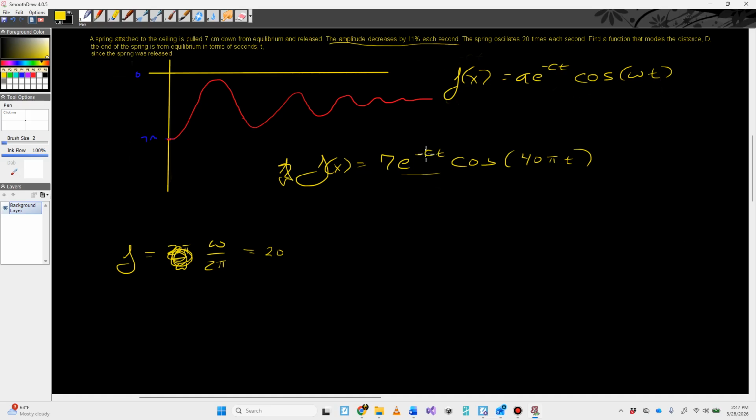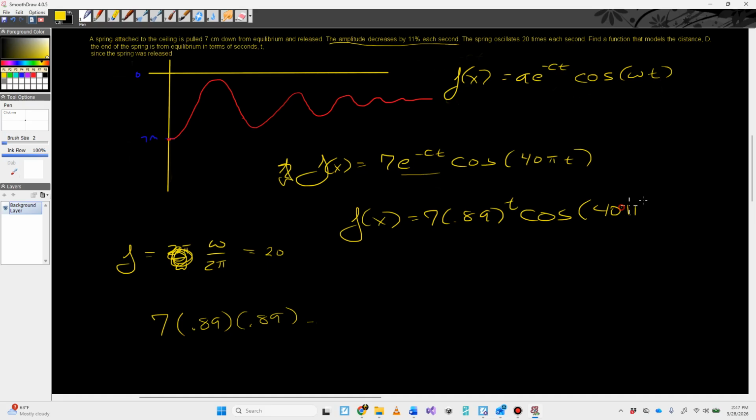So if I don't have a dampening factor, I can get one. Or I can understand the following. When the spring is released at 7 centimeters, after 1 second, the amplitude is going to decrease by 11%. After 2 seconds, the amplitude is going to decrease again by 11%, and so on. This is just simply 7 times 0.89 raised to the t. So I can write that, times cosine 40πt.